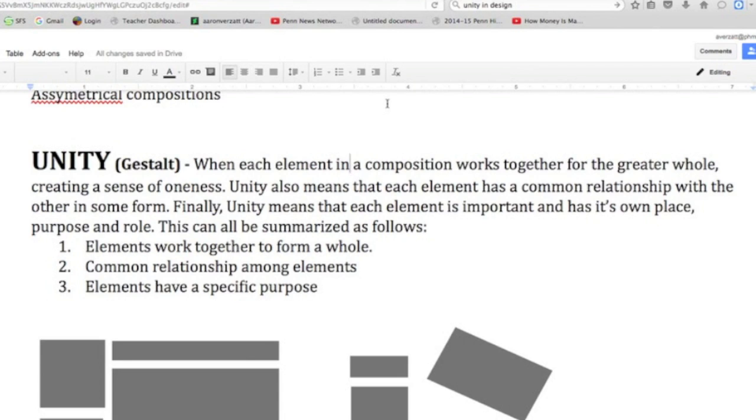It means that everything works together for the whole. It means that each of the elements also rely on one another. They rely on each other some way. And then the third is that each element has a specific purpose and has its own place.